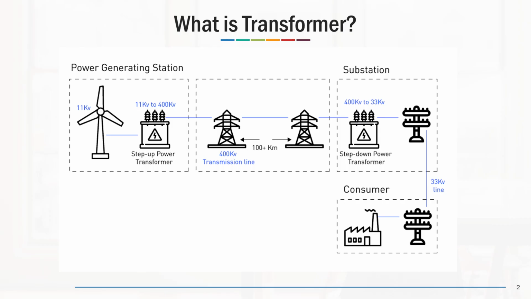Here we can see we increase 11 kilovolt to 400 kilovolt by transformers. We send the power, and at the consumers we decrease that 400 kilovolt to 33 kilovolt, and we send it to the consumers.